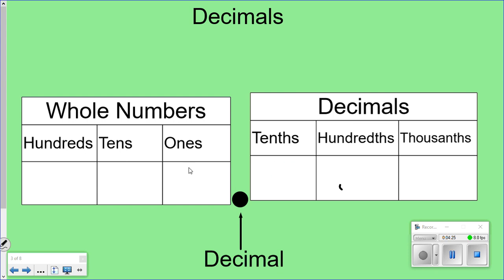Okay. What about this? How would you say this number? Bella? Or Isabella? My bad. 30 and 107. You're right. 30 and 107 thousandths. Good job. Let's do one more.